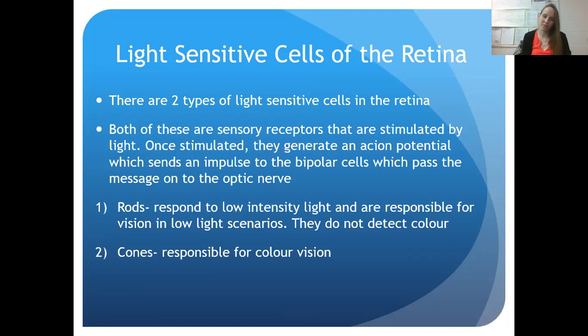You have 2 different types of photoreceptors in your eye. You have the rods and the cones. The rods are really there to help you see when it's not super bright. So when it's fairly dark, when there's low light levels, that is where your rods are able to still pick up on different signals. Your cones are responsible for your color vision.